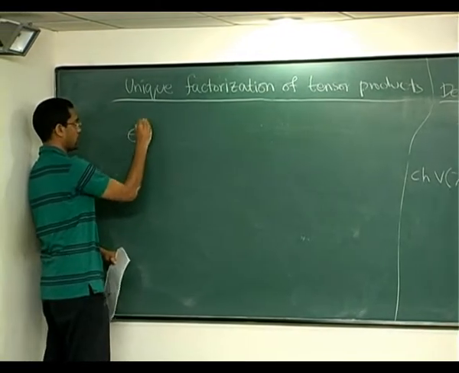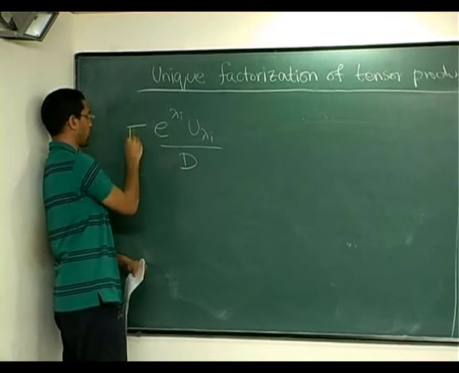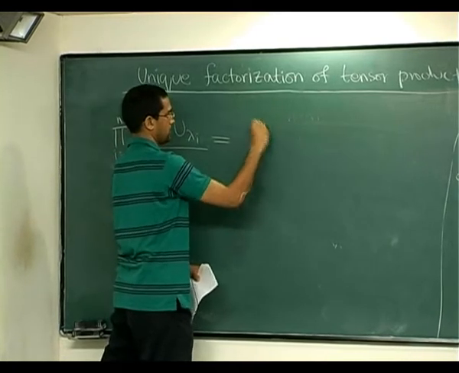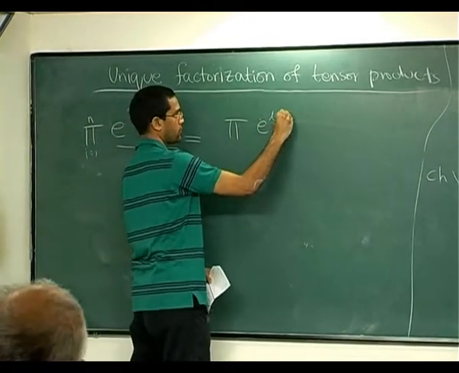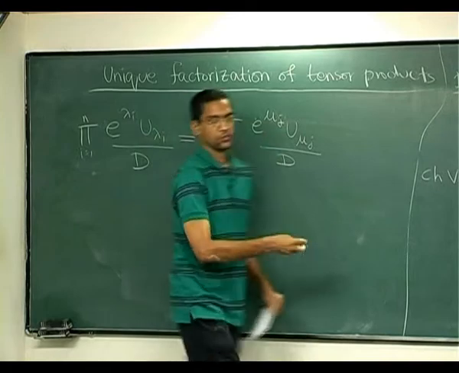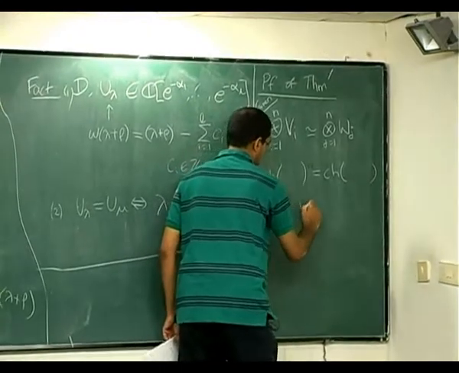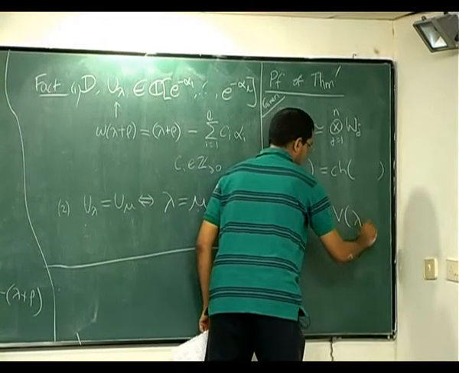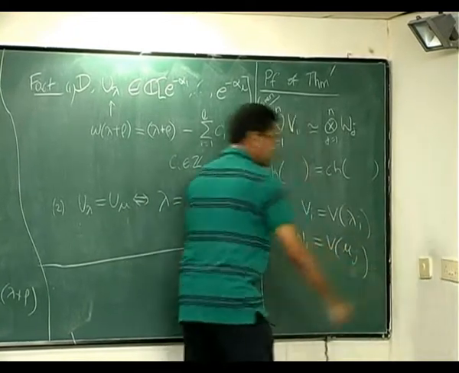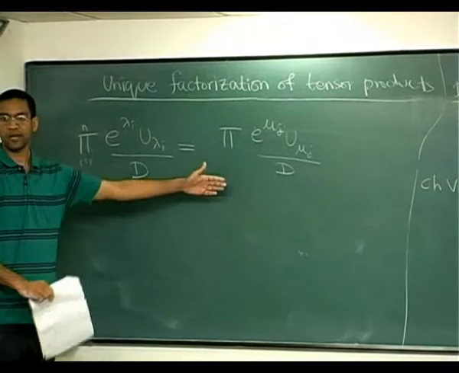So the character of the left hand side looks like this. There's an e to the lambda_i, there is a u lambda_i, there's a d, and it's a product over i. Same thing on the right hand side. So I should say product e to the mu_j. I haven't told you what these are. Since we know that the V's and W's are irreducible representations, let's give their highest weights a name. Let's call V_i the representation with highest weight lambda_i, and W_j the representation whose highest weight is mu_j. Now when I take characters, this is what I get on both sides.